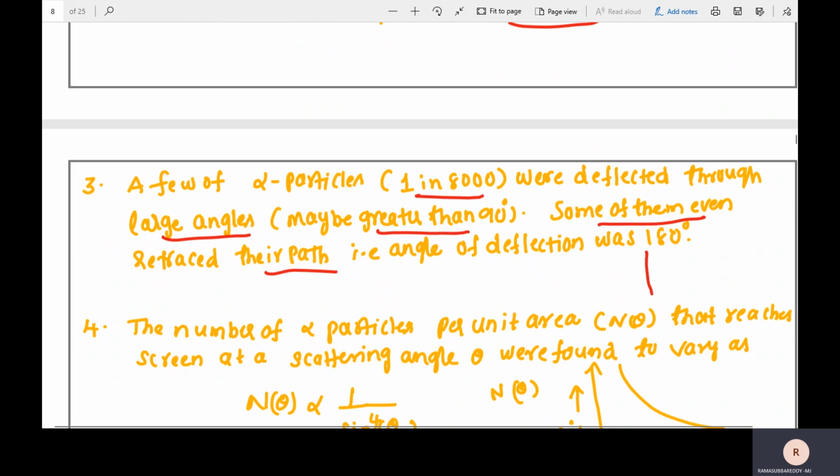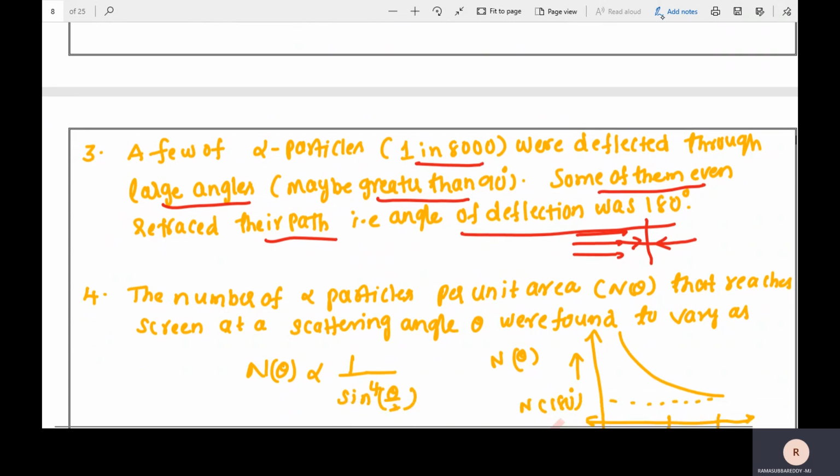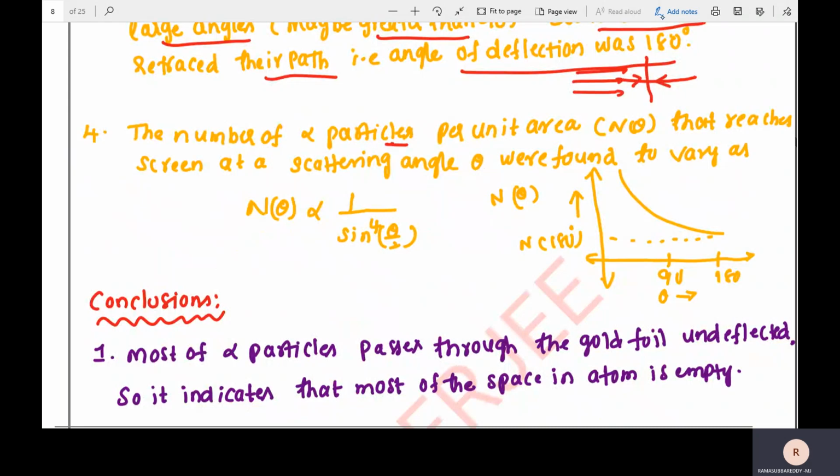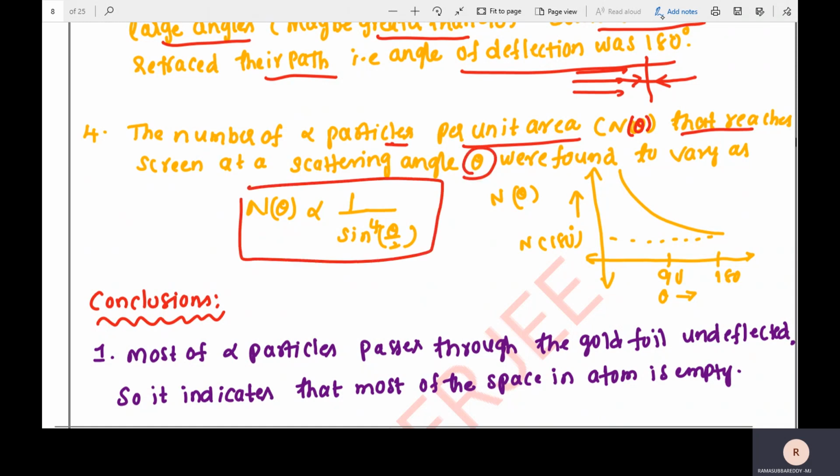This is the stream of alpha particles. This is the gold foil after incidence. It is retracing the path, that he observed, and very few particles are scattered with a large angle. Fourth, the number of alpha particles per unit area, N(theta), that reach the screen at scattering angle theta, was found to be proportional to 1 by sin^4(theta/2). That is an important condition, and this is our graph.